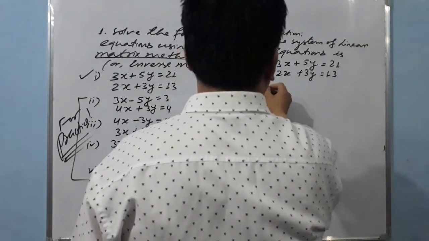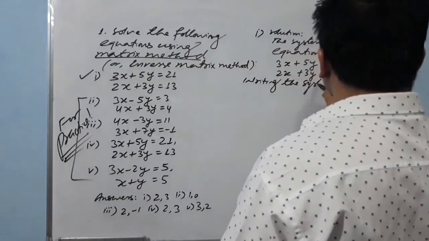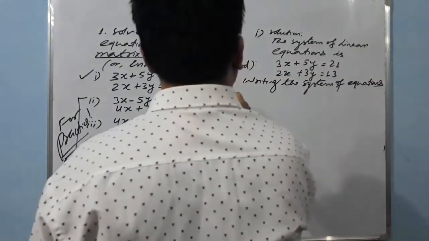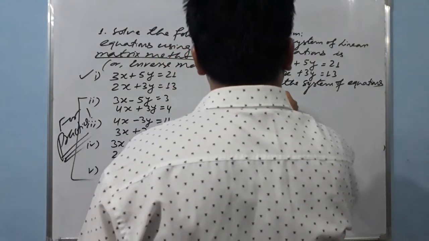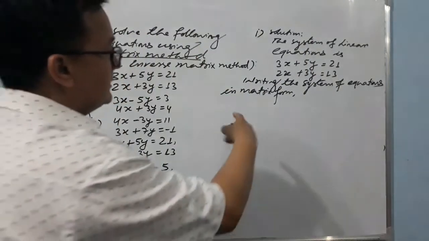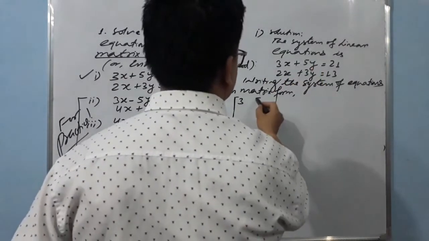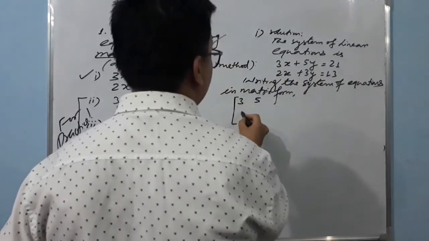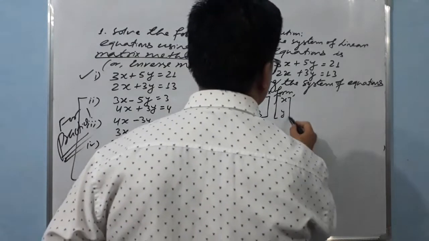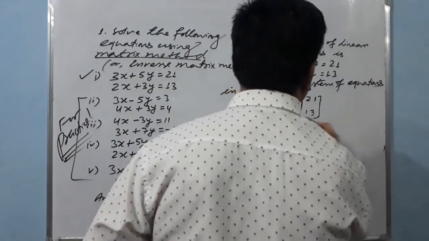Writing the system of equations in matrix form. What will you write here? First write down your coefficients: 3, 5, 2, 3, and here write down the variables x and y, is equal to, and here write just the constants 21 and 13.